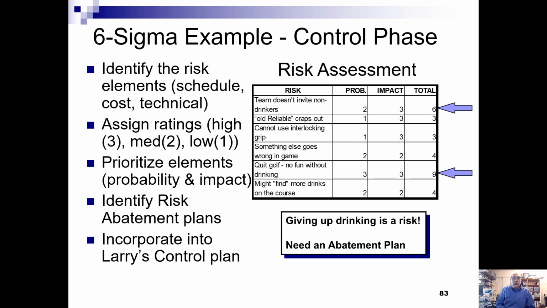Let's perform a risk assessment. We identify the risk elements, which include the schedule, cost, and technical. Assign ratings: high, medium, and low. Prioritize the elements by probability and impact. Identify a risk abatement plan. Incorporate it into Larry's control plan. Giving up drinking is a risk. We need an abatement plan.